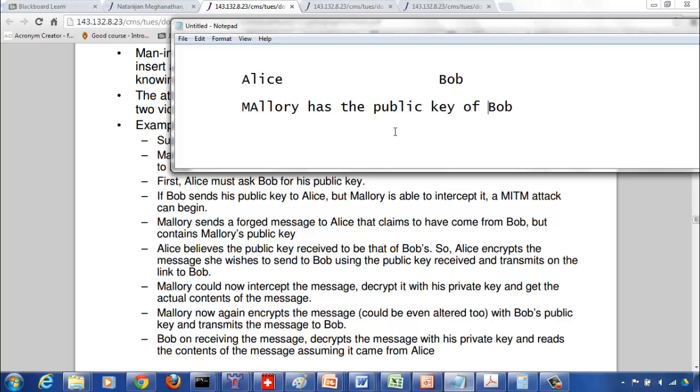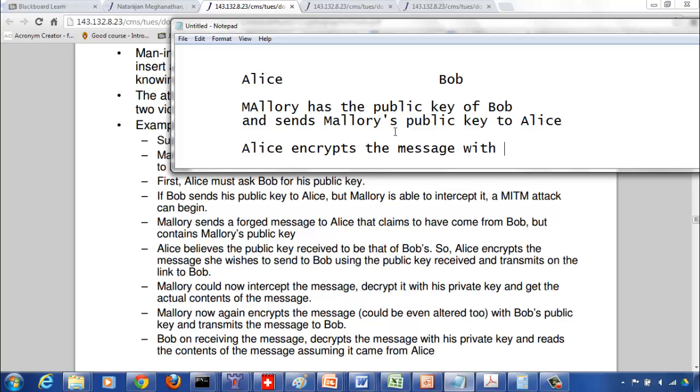So when Alice sends the actual message, Mallory intercepts the actual message. So actually what Mallory does is Mallory has the public key of Bob and sends her own public key to Alice. So what Alice gets is Mallory's public key, but Alice thinks that she's basically getting Bob's public key. So when Alice sends a message, Alice encrypts the message thinking that she's encrypting with Bob's public key, but actually she's encrypting the message with Mallory's public key.